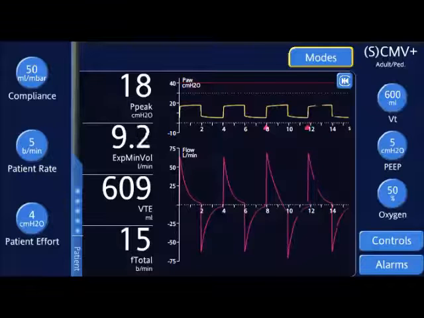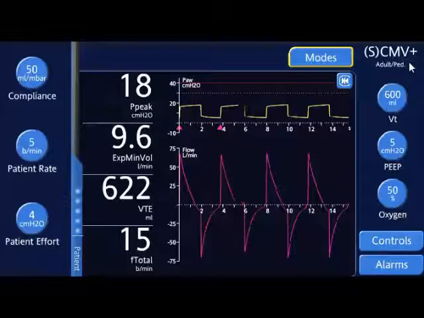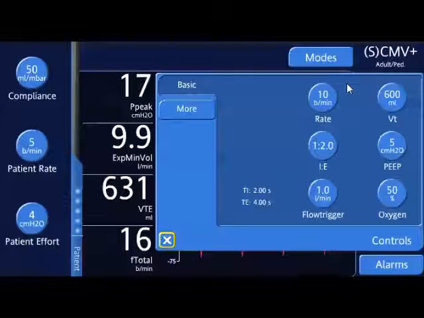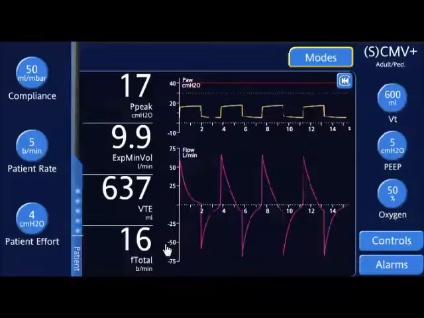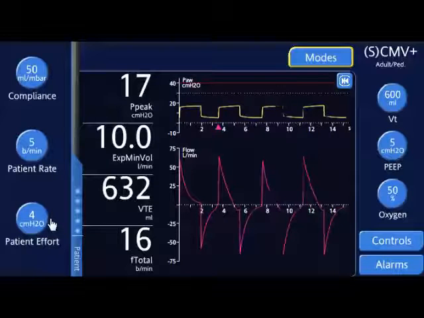Okay, I switched my simulator to adaptive pressure control, and that's what this CMV Plus is in this ventilator. And if we look at my settings, I'm going to go under my controls, and you can see I have a target tidal volume of 600, a set respiratory rate of 10, and I have the flow trigger here. So as you notice on my patient side, I have a patient rate of 5 and a patient effort of 4. So low patient effort right now.